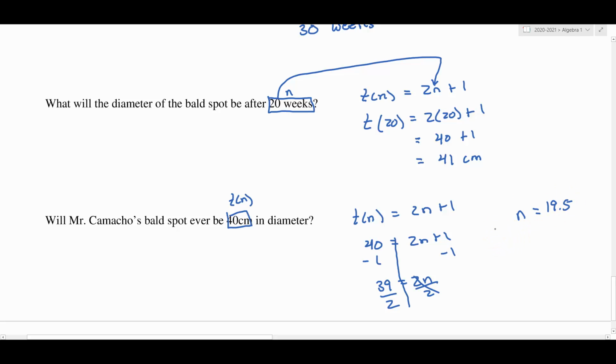Now, I know that Mr. Camacho's bald spot will never be 40 centimeters in diameter because there is no term 19.5. We can only be at term 19, and then we go to term 20. There's nothing in between. So Mr. Camacho's bald spot will never be 40 centimeters. It will magically skip over 40 centimeters and go directly to 41 centimeters. So the answer to this one is no. And this is why: if we get a decimal value out for that n value in a question like that, it's not going to exist.